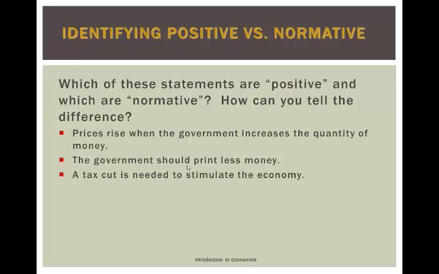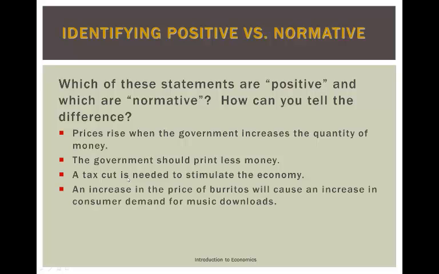A tax cut is needed to stimulate the economy. Here the key word is needed. So with that word needed, it tells us that we are once again expressing our opinion. We're saying this one thing is needed to cause the other thing. So is tax cut really needed to stimulate the economy? Well, we don't know. There are other ways to stimulate the economy. If we had said a tax cut will stimulate the economy, that would have been a positive statement. But because we're saying is needed, we make our own prescription. That makes it a normative statement.